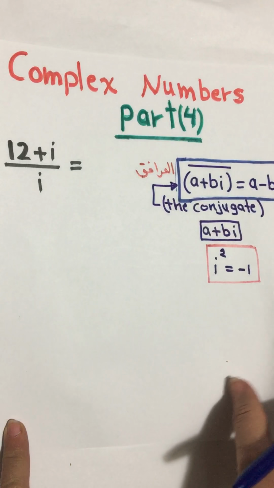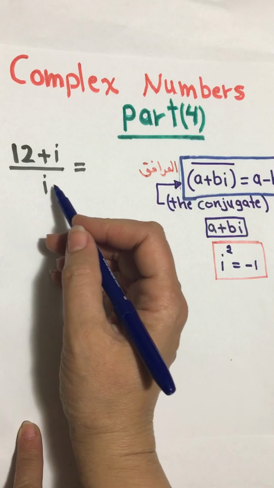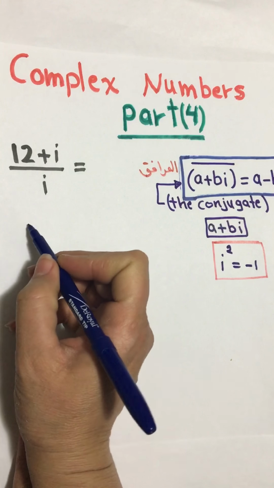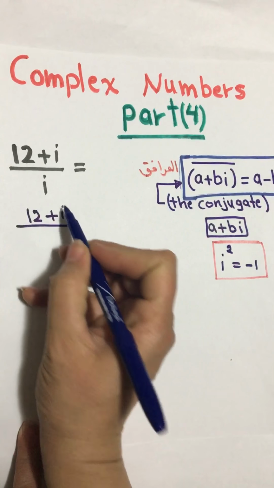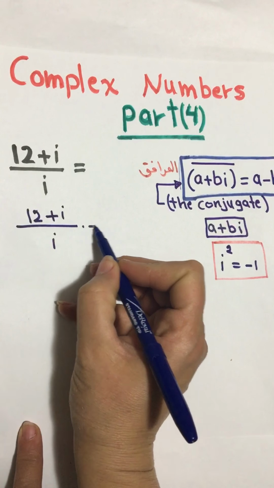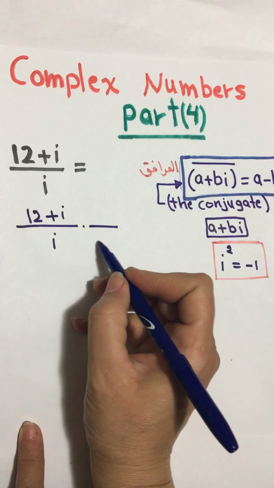The first step, we're going to multiply by the conjugate. 12 plus i over i. The conjugate for the denominator is negative i.